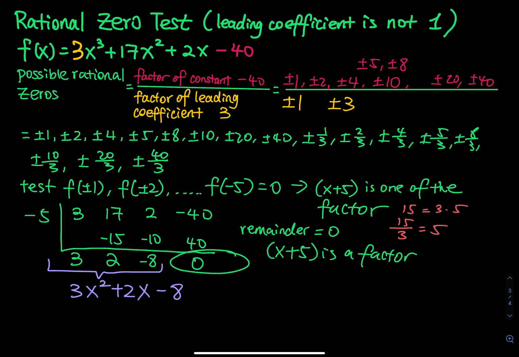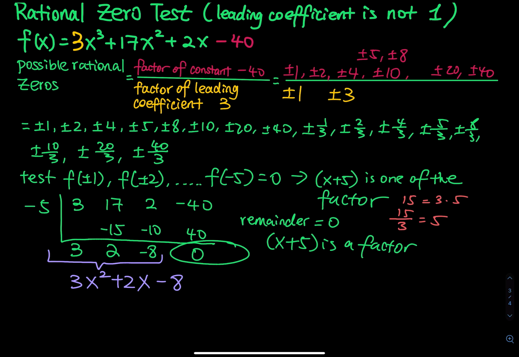Now, I gave you a third degree, so after you divide it by x plus 5, you get a second degree. So f of x equals x plus 5 times 3x squared plus 2x minus 8. You take what I gave you, you divide it by x plus 5, you get this. Just like you take the 15, you divide it by 3, you get a 5, but we put everything in our polynomials. And then the next step is you will have to try another one.